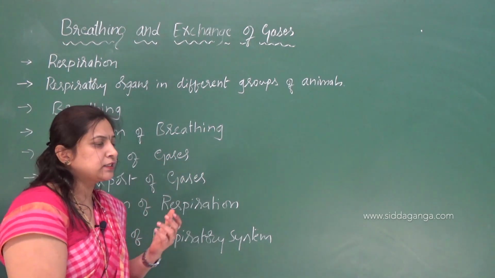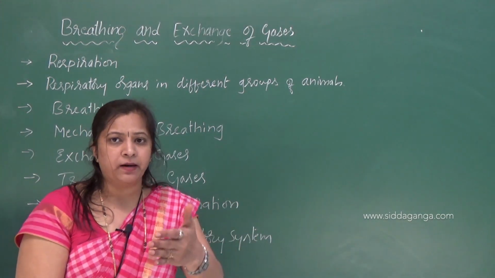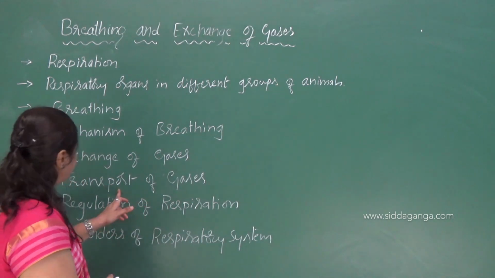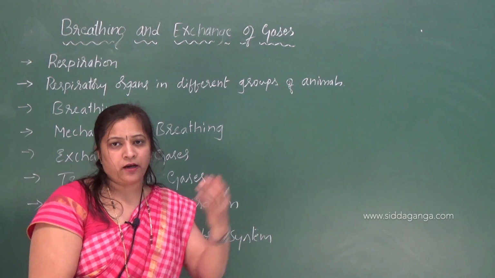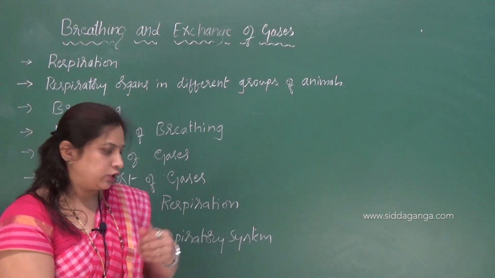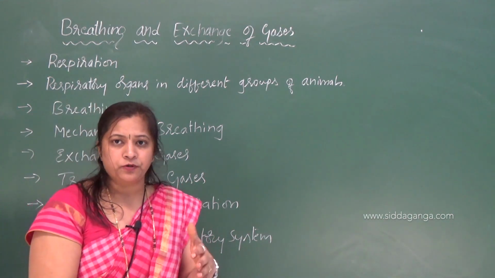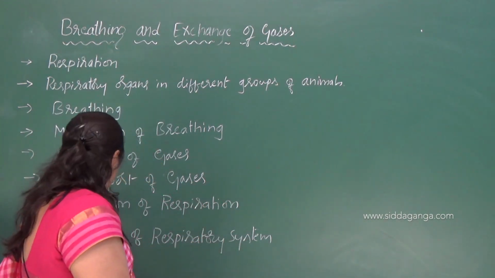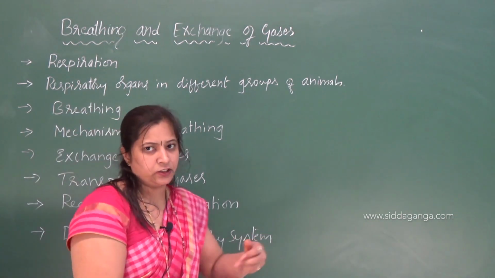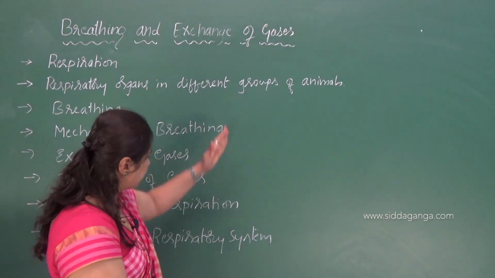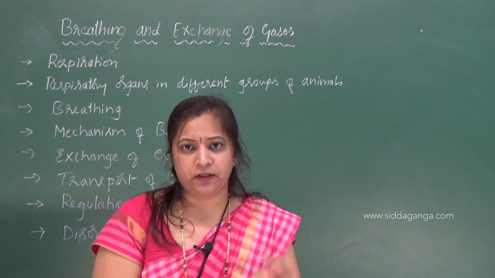gases, how the gases are exchanged between the respiratory surface and the blood and between the blood and the body cells, and transport of gases, how the oxygen and the carbon dioxide are transported by the blood, and regulation of respiration, how the respiration process is controlled, and the disorders of respiratory system, the diseases which are related to respiratory system. All these are the things you are going to learn in this chapter. Okay, so let us begin the chapter with a brief introduction.